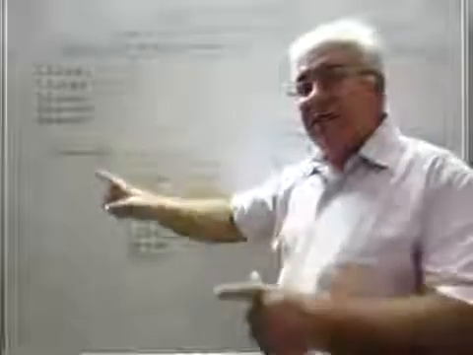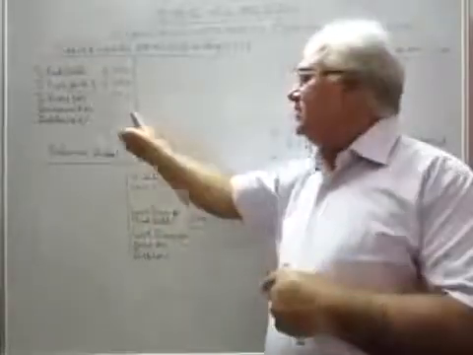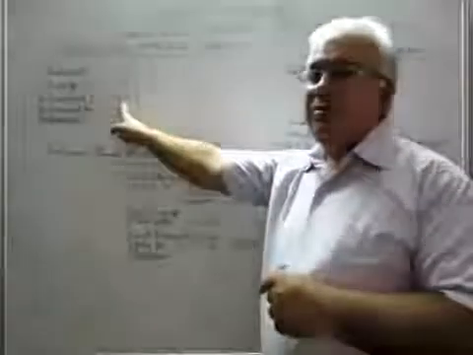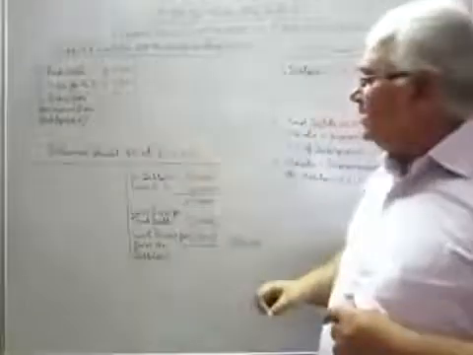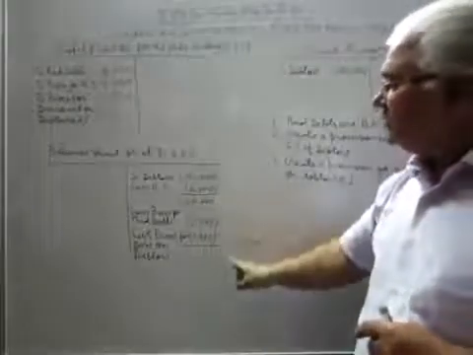Again, the entry is: P&L account debit to provision for discount on debtors. So that's why this will be debited to the P&L account. And in the balance sheet, this will be shown like this.